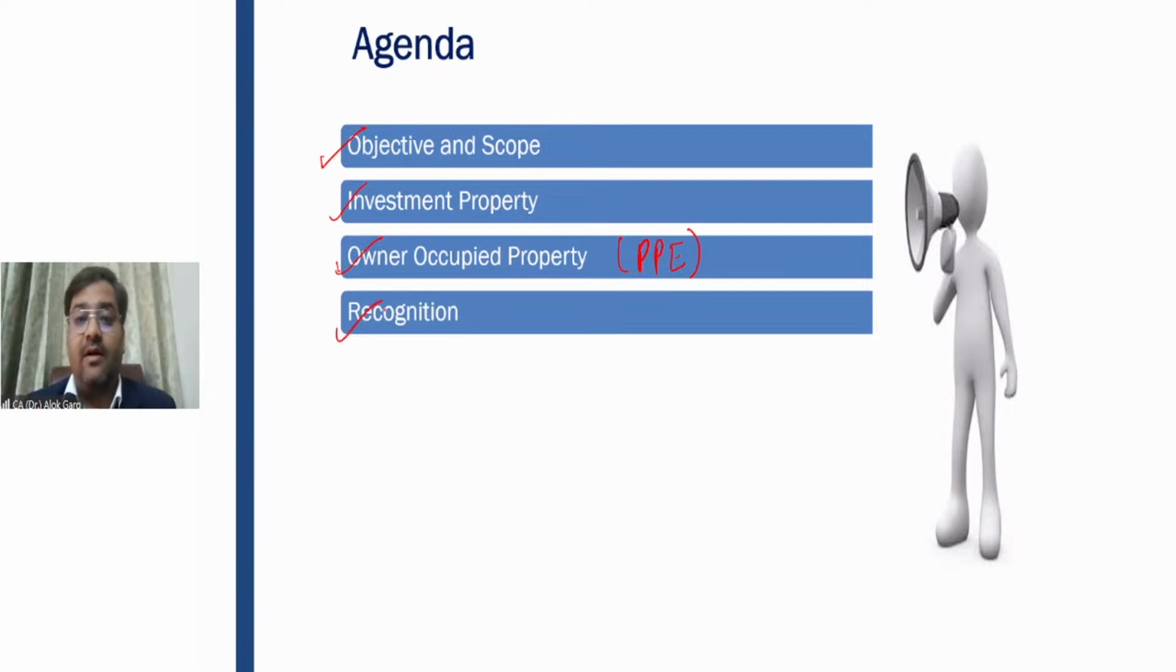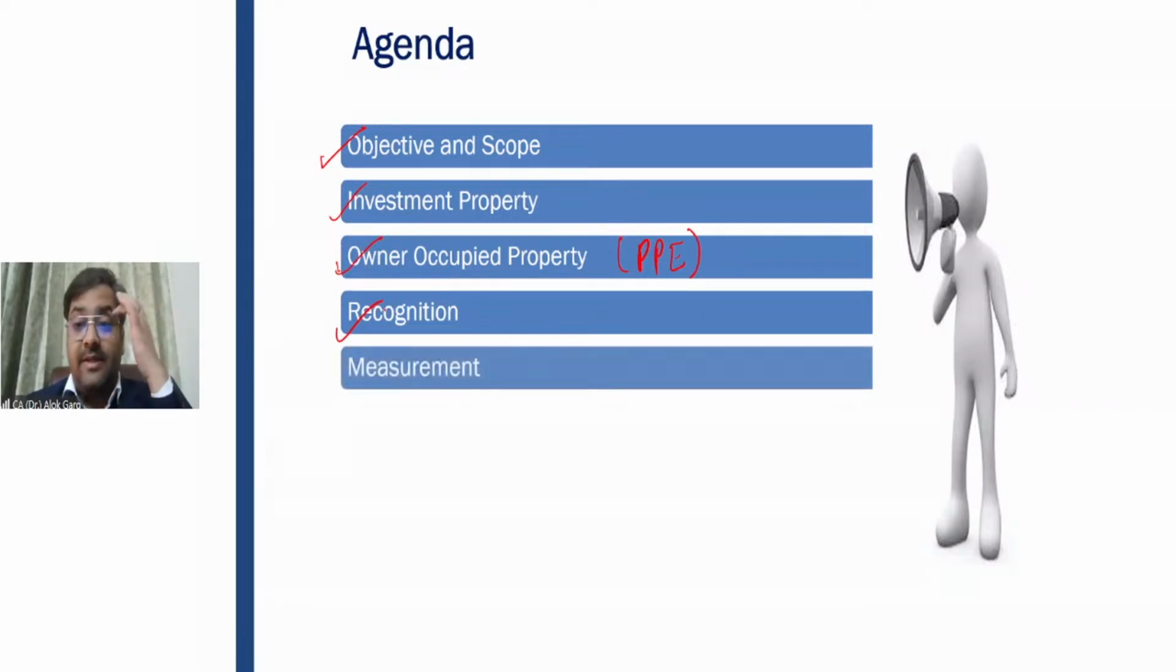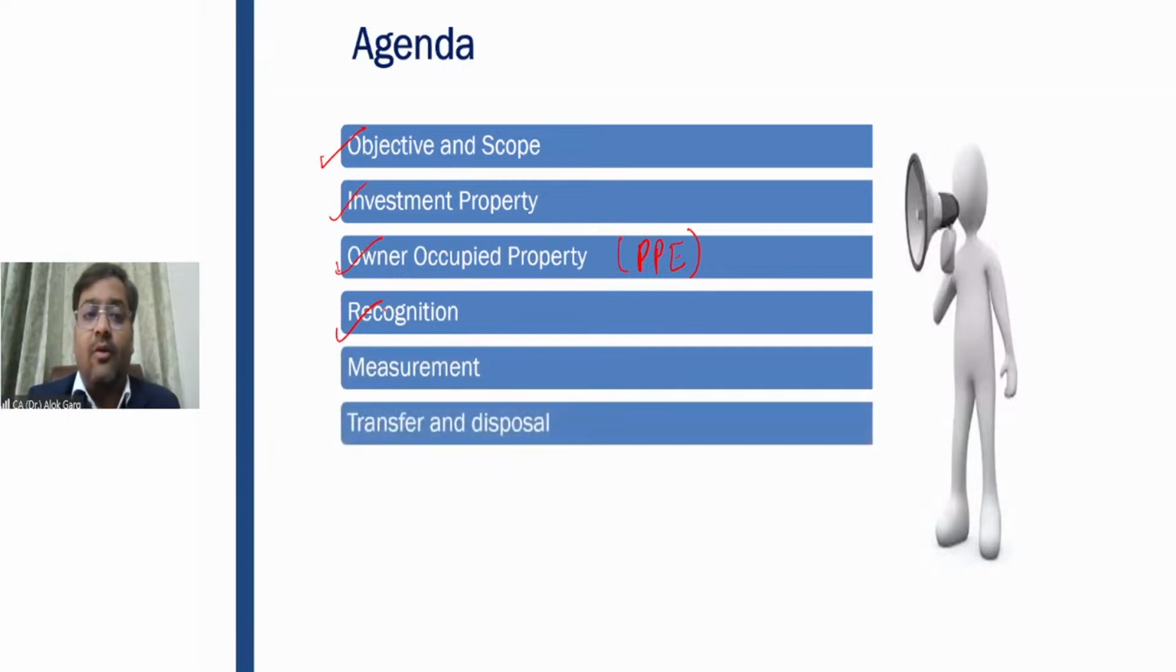Which is recognition. When a property is going to be recognized as an investment property under this standard. What is the measurement criteria? When I'm talking about measurement, I'm talking about the measurement at the initial recognition and measurement at the subsequent recognition. If a company has purchased an investment property on 1st July 2022, then at the date of purchase, what is the measurement criteria? And again, at the reporting date on 31st March 2023, what is the subsequent measurement criteria, right? Like depreciation is required to be charged, impairment has to be checked, right? So then we are going to talk about the measurement criteria.